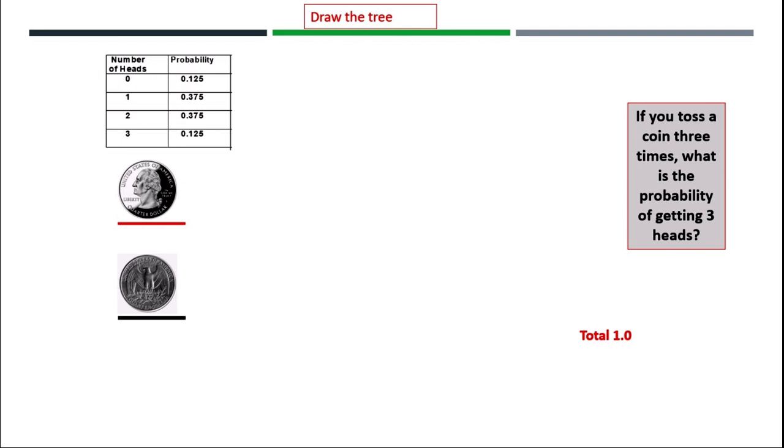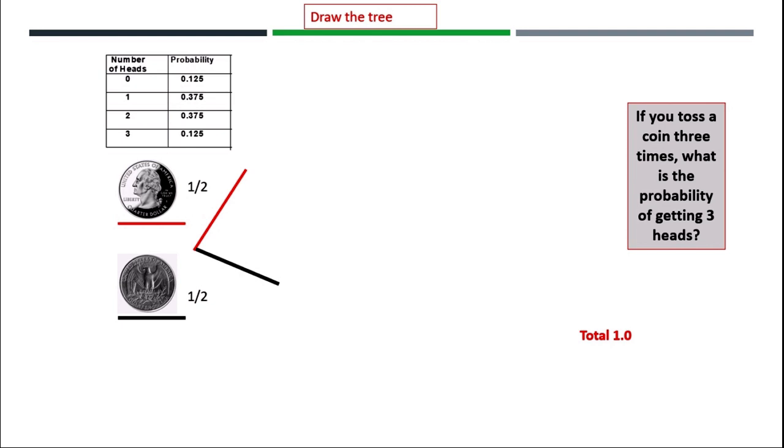Now, I'll demonstrate how to draw a tree diagram. For the first time tossing a coin, we draw a tree with 2 branches, red as a head and black as a tail. We put the corresponding probability beside the branches. So we put 1/2 for a head and 1/2 for a tail.